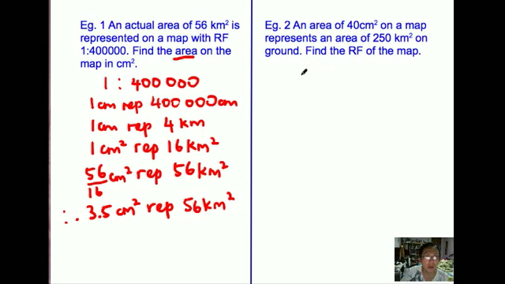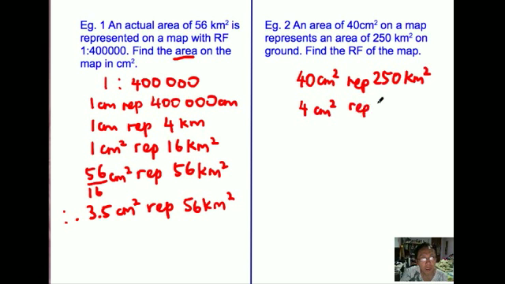In the second example, we are given that 40 cm square represents an area of 250 km square on the ground. This is reduced to 4 cm square representing 25 km square. To obtain the linear scale, we have to take the square root on both sides to give us 2 cm represents 5 km.